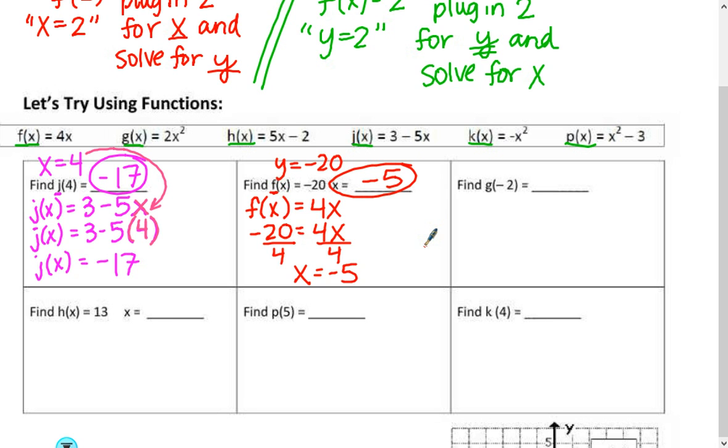Alright, so I want you guys to try the next 4 problems on your own. So pause the video and you can check when you're done.